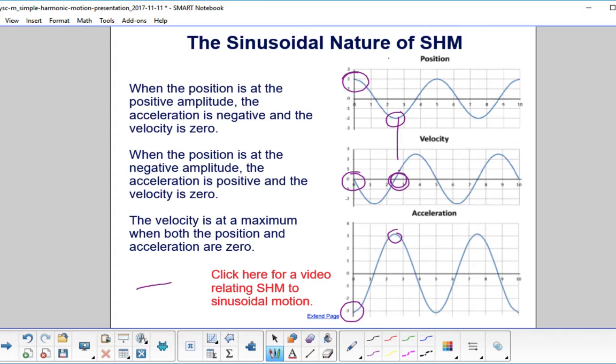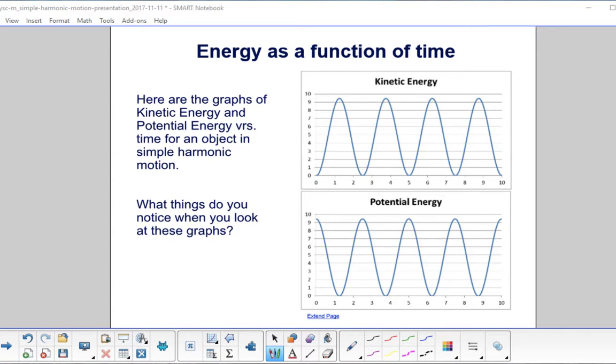And again, I like to harp on this, relating simple harmonic motion to sinusoidal motion, so please click on the video. Here are the graphs of kinetic energy and potential energy versus time for an object in simple harmonic motion. Again, we did this earlier in this unit. And let me just sketch it down here what we had then. Hopefully this will ring a bell. Had a curve like that, and a curve like this. This was our total energy. Okay, and which one of those would be the potential energy? That would be this curve right here, right? Because it's a maximum at the endpoints, and kinetic energy is a maximum in the middle.